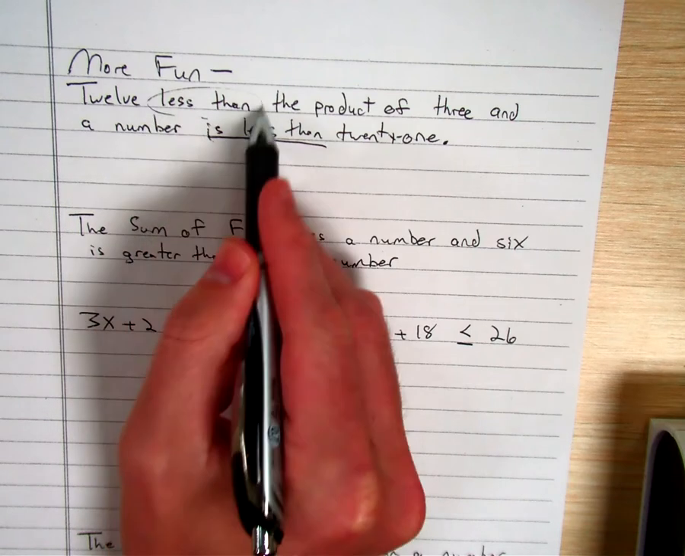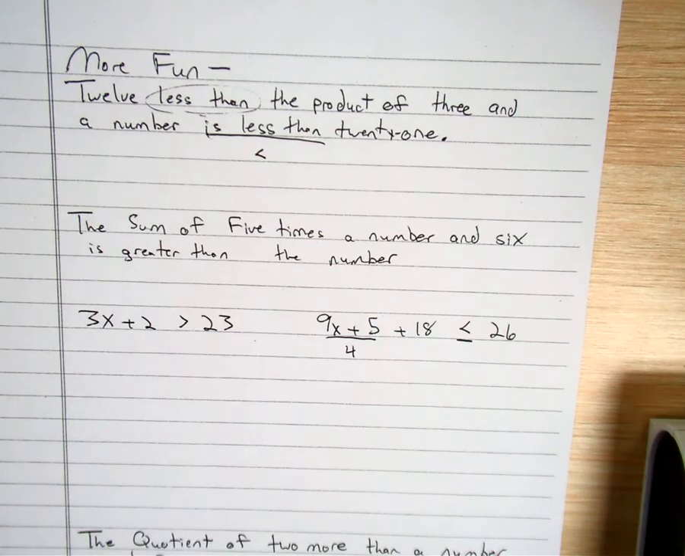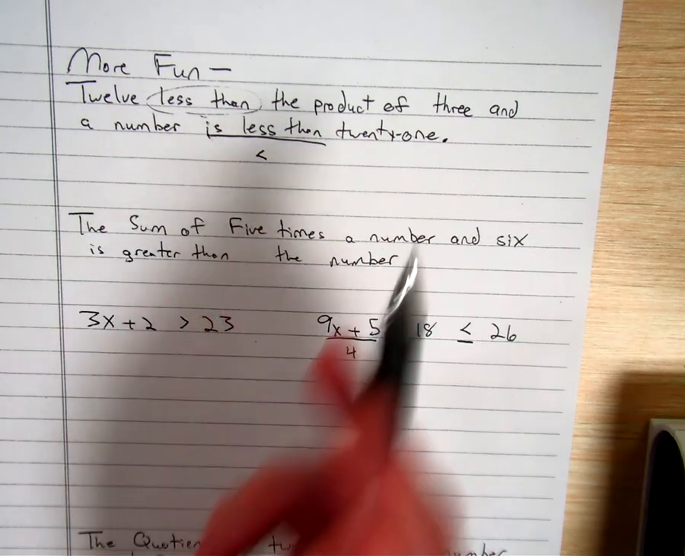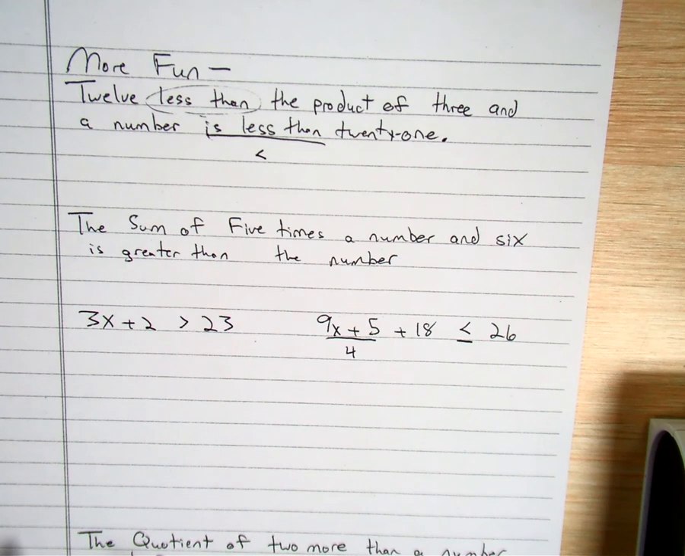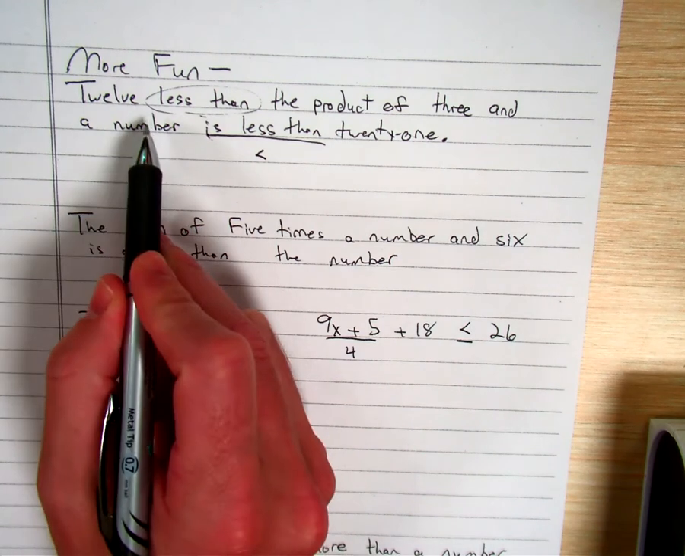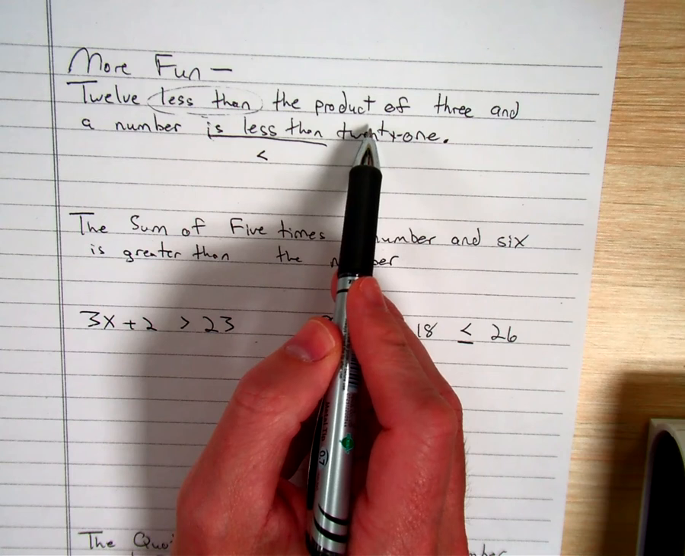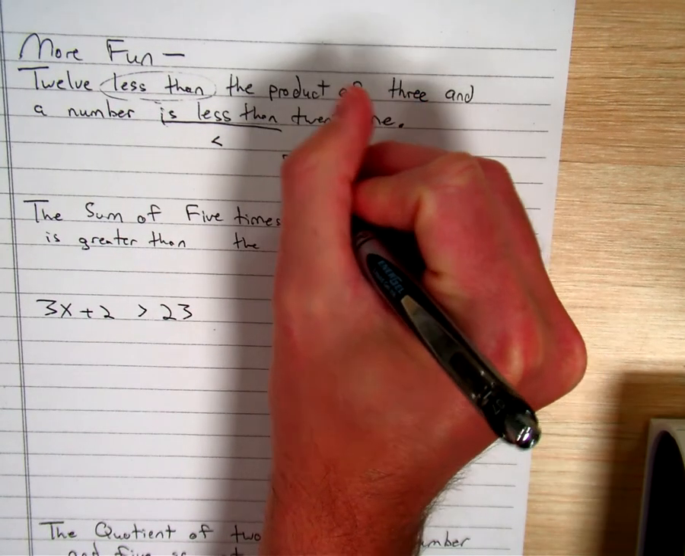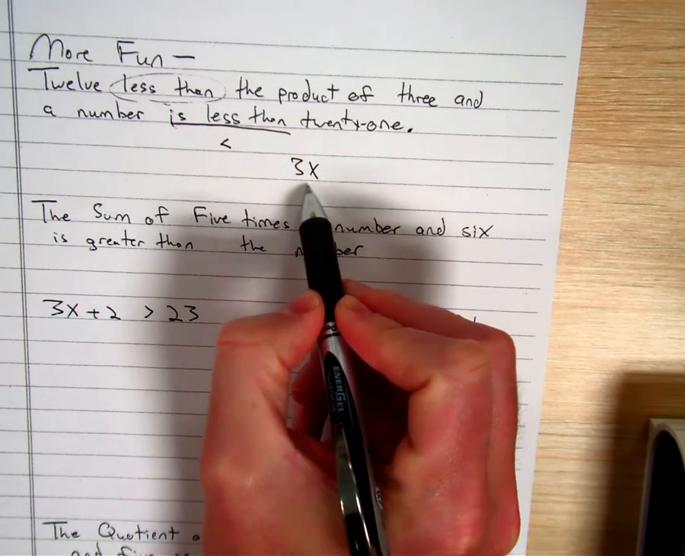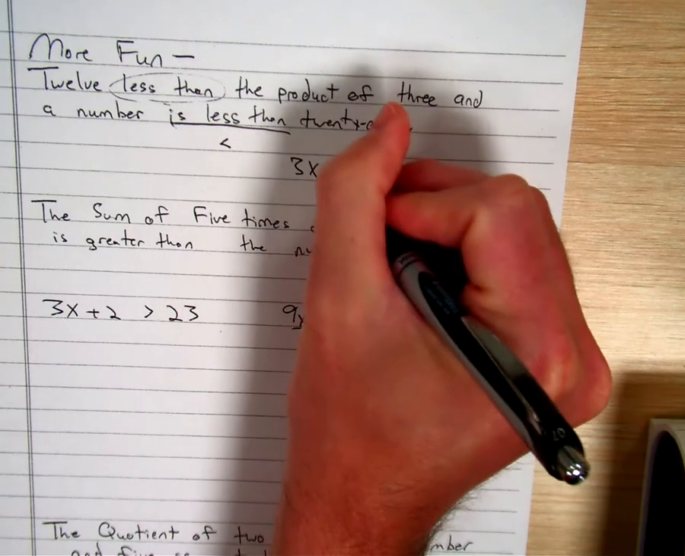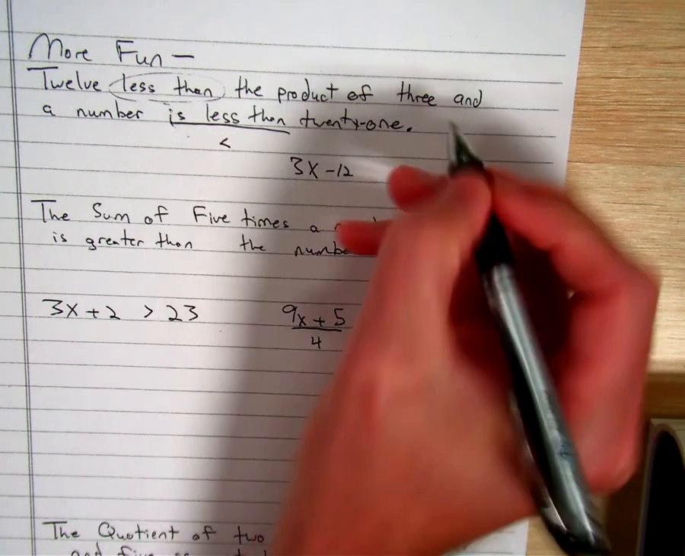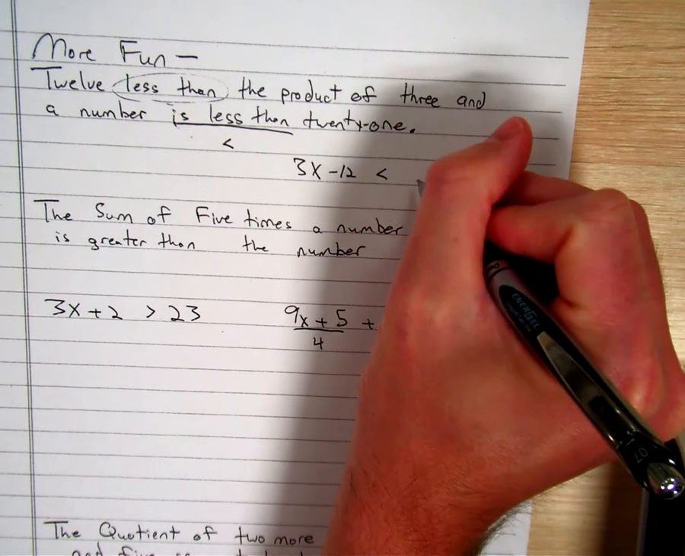This "less than" just means subtract. So that's the tricky part there. "Is" is going to signify where the action is, okay? Where the equals or the less than or the greater than is going to go. So 12 less than the product of 3 and a number. So I got 3x, 3 times the number, 3x, 12 less than that, minus 12, is less than 21.